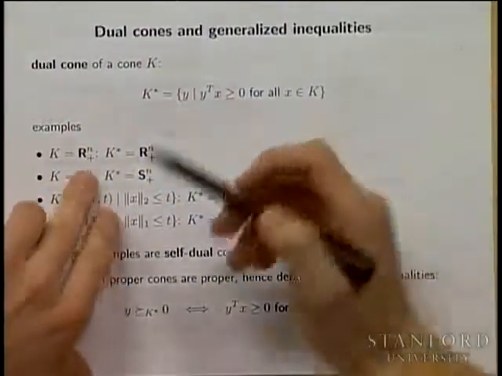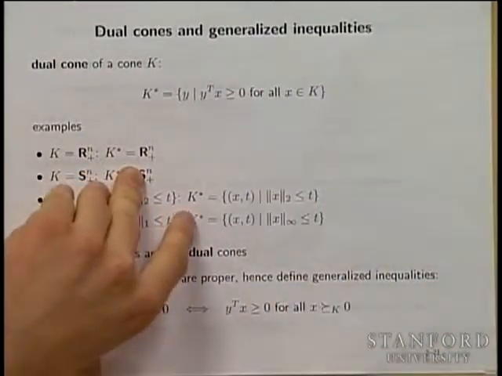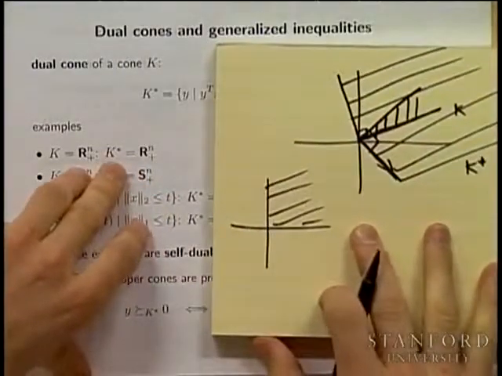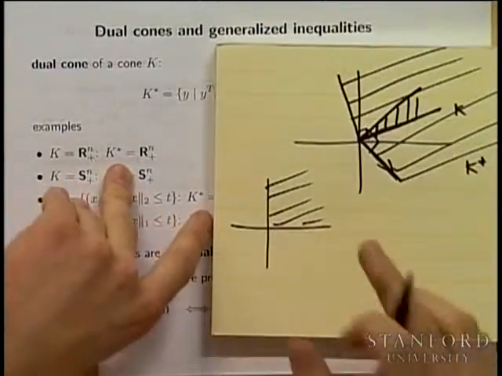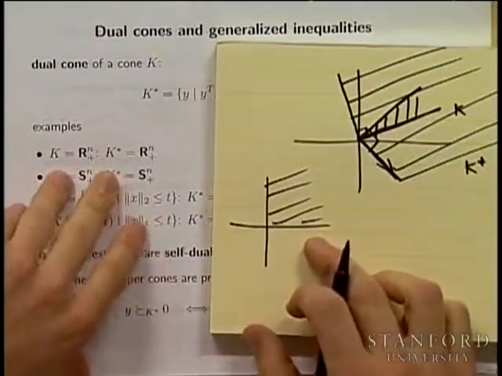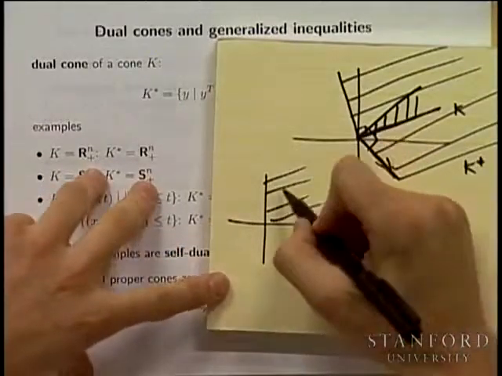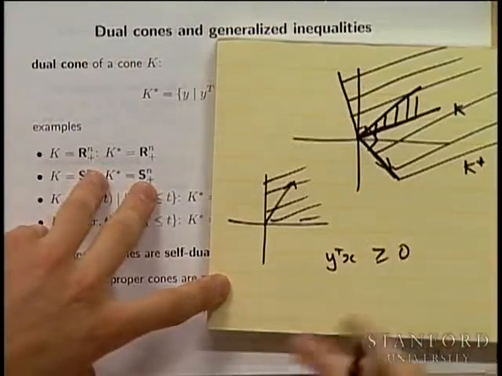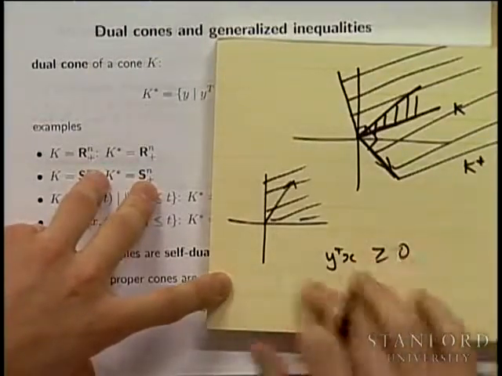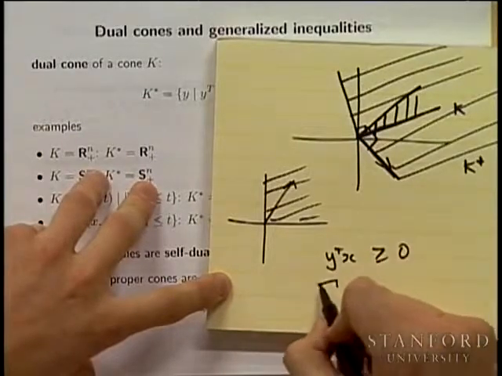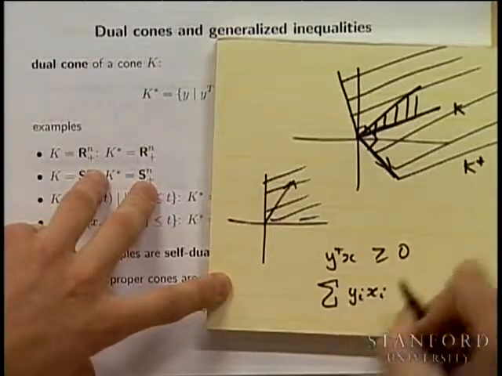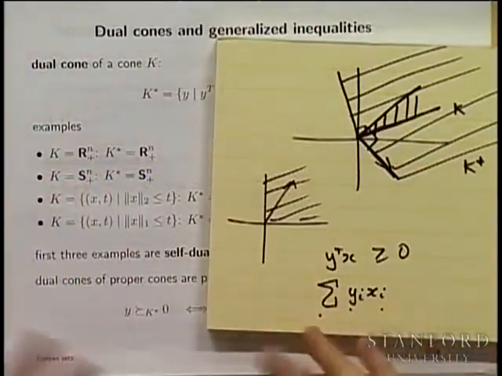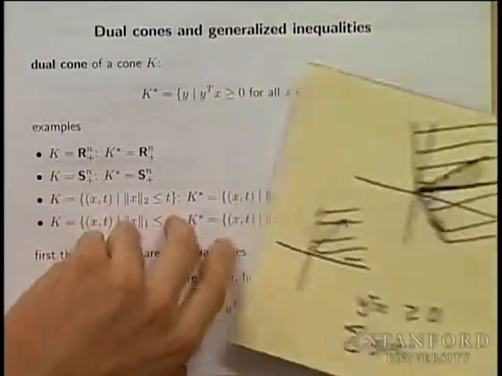A few examples. If I look at the non-negative orthant from before, so that's this set here, the dual cone of the non-negative orthant is the non-negative orthant itself. So it's described as being self-dual. You can see that quite easily if I have two non-negative vectors, y and x. y transpose x has to be greater than or equal to 0. You should be able to go through a proof of that quite easily. In fact, we could just do the sum of yi xi. And so if the components are non-negative, so is the product, and so is the sum.